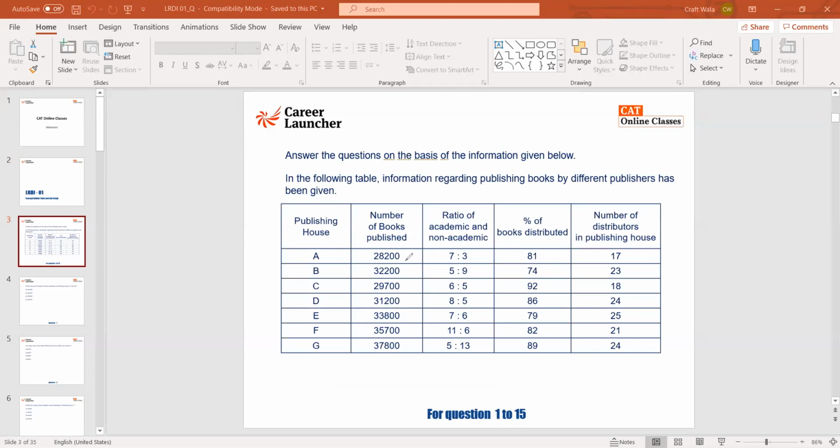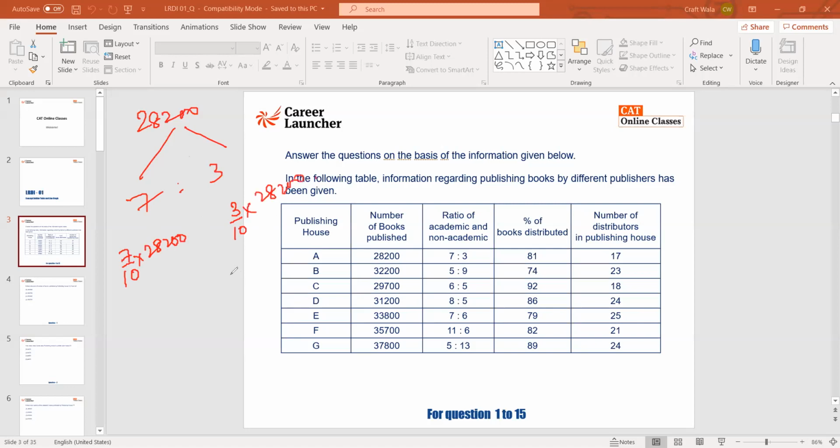In academic and non-academic, that means if I have to do academic, non-academic, I'll be doing this in the ratio 7:3. So 7 by 10 of 28200, and this will be 3 by 10. How do I get 3 by 10? 7 plus 3 is 10.